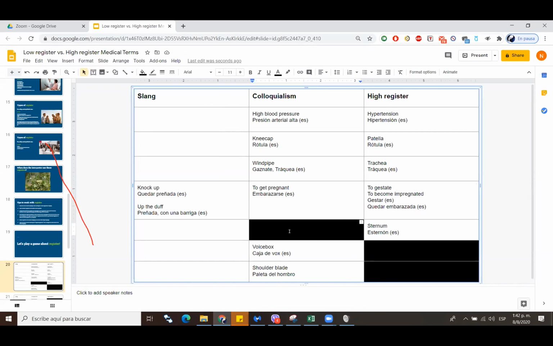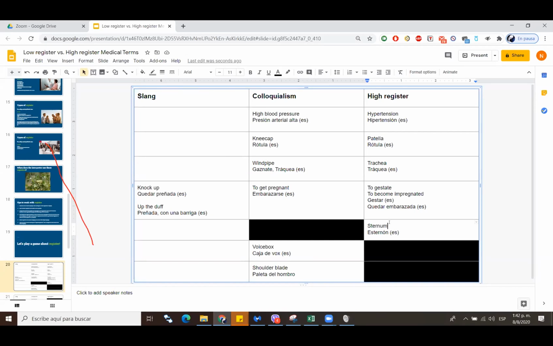Okay, so what about sternum? Expecting as well. I try to match, like if it's a verb, I try to find a verb as well as much as I could. If there is no verb available for that high register or slang, I try to find the closest, but I try to keep it within the same category. If it's a noun, that is a noun as well, but it's not absolutely necessary. The important thing is the meaning.